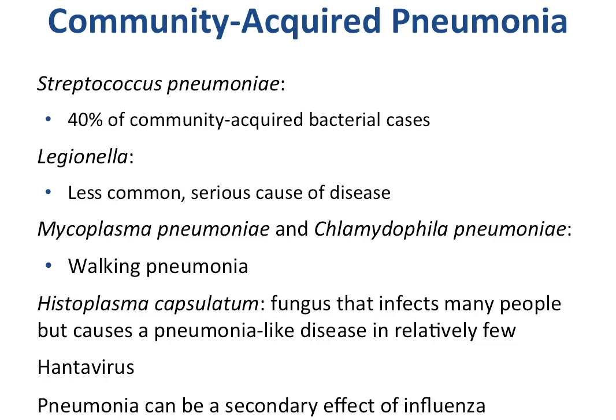And now let's talk about community acquired pneumonia. The most important agent is Streptococcus pneumoniae. And then it is Legionella.